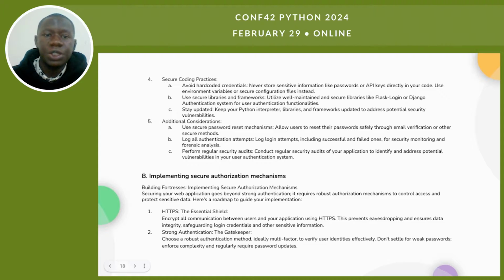Number four, secure coding practices. A. Avoid hard-coded credentials. Never store sensitive information like passwords or API keys directly in your code. Use environment variables or secure configuration files instead. B. Use secure libraries and frameworks. Utilize well-maintained and secure libraries like Flask-Login or the Django authentication system for user authentication functionalities. C. Stay updated. Keep your Python interpreter, libraries, and frameworks updated to address potential security vulnerabilities.